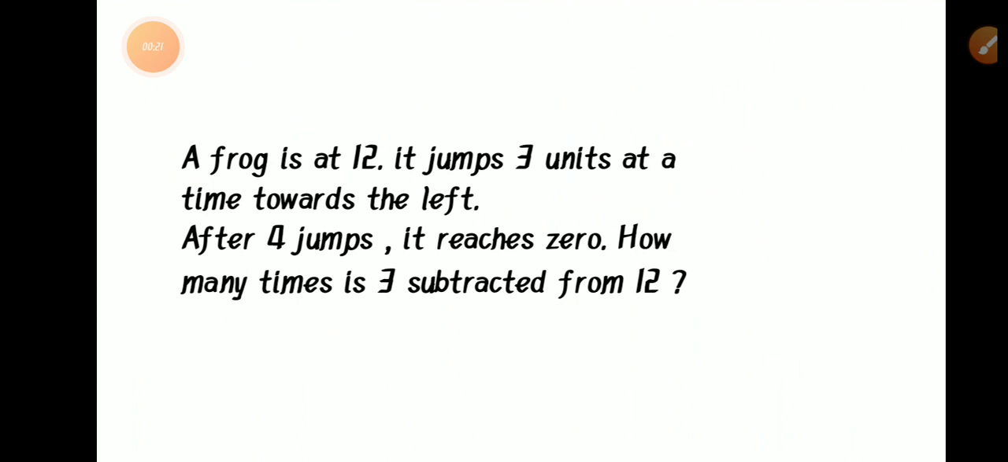So children, here you can see a question, and the question is saying a frog is at 12. It jumps 3 units at a time towards the left. After 4 jumps, it reaches 0. How many times is 3 subtracted from 12? So children, we will understand the concept of this question by using the number line.